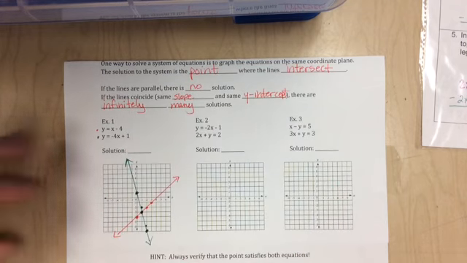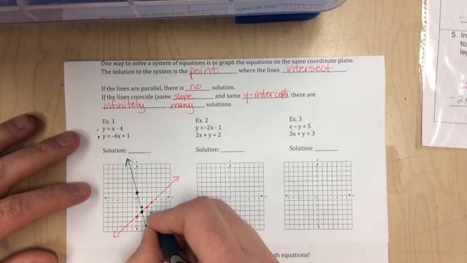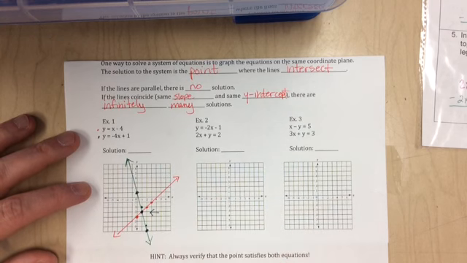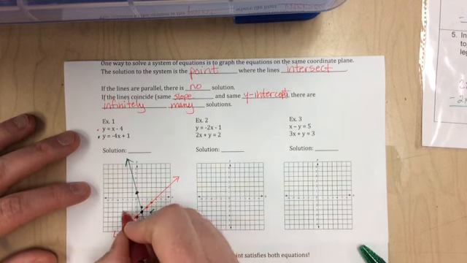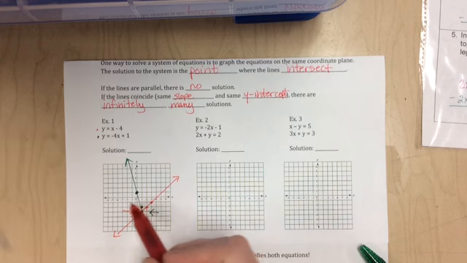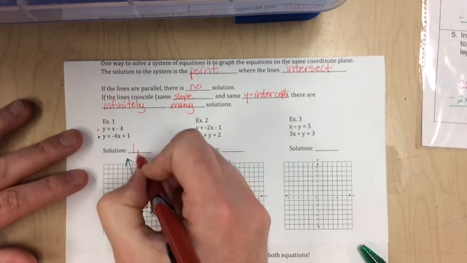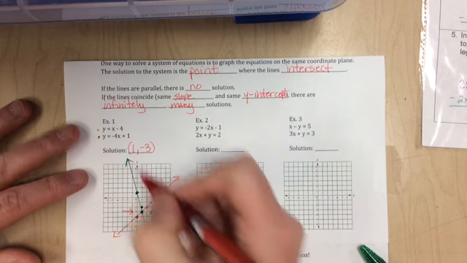And now, where did those 2 lines cross? Those 2 lines crossed at that point right there. And that point is 1, comma, negative 3. So my solution is 1, comma, negative 3.